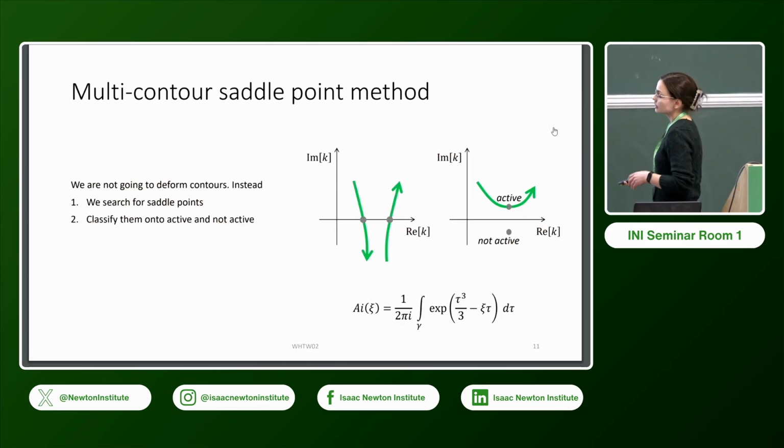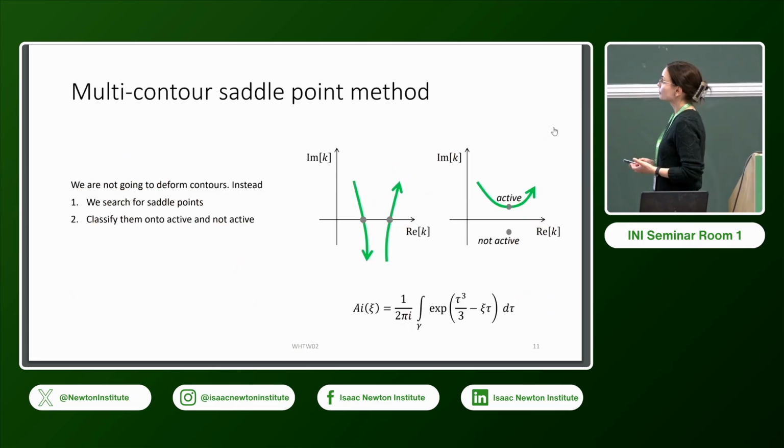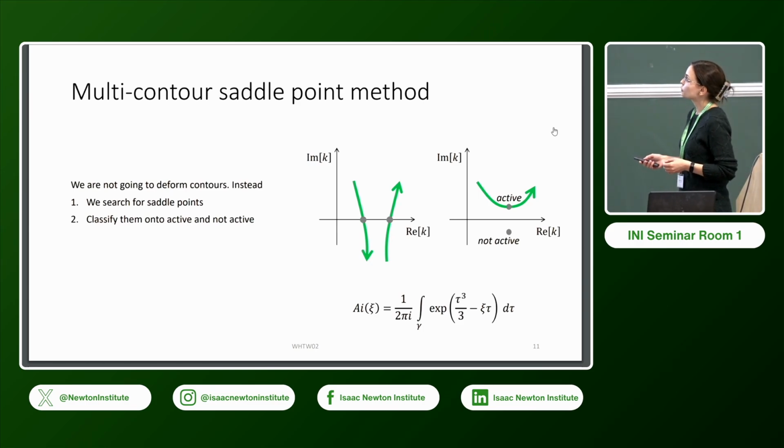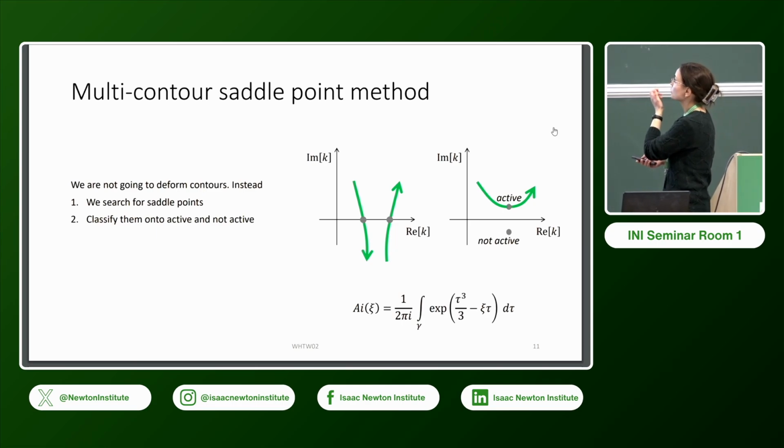In practice, we need to deform 1,000 contours, and as a result, we obtain thousands of saddle point contours, and it's difficult. Instead of that, we propose to find all the saddle points first, and then we decide which of them are active or not active. Let me explain what it means.